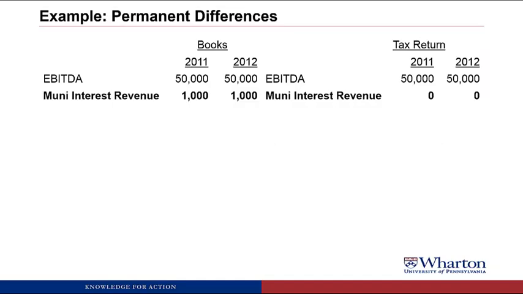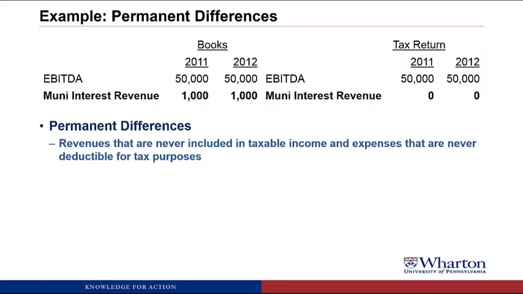So let's say the company has municipal bond interest revenue. That interest revenue goes on the financial statements, it goes on the books as $1,000 of revenue in 2011 and 2012. For the tax return, municipal bond interest revenue is tax exempt. It doesn't count, so it doesn't go on the tax return at all. This is going to create a permanent difference. A permanent difference would be revenues that are never included in taxable income, or they could be expenses that are never deductible for tax purposes. Keyword here is never. So it shows up on the books, but it never shows up on the tax return.